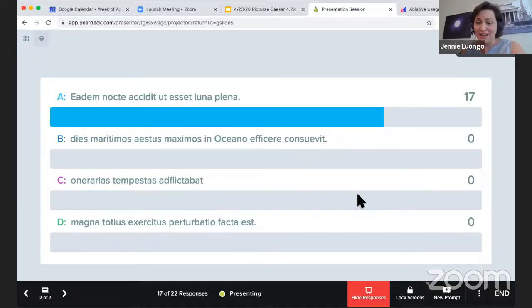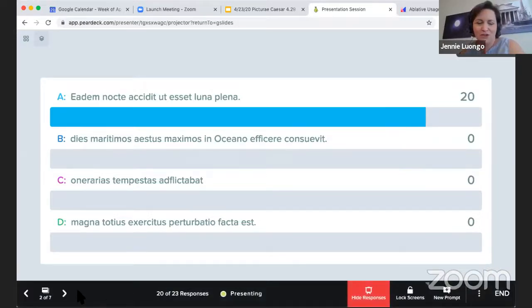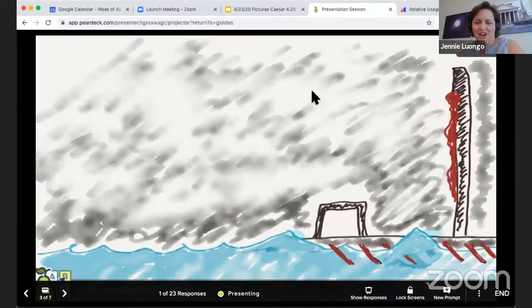Oh, it was way too easy. Eadem nocte, on the same night, accidit ut, it happened that. So we've got a clause of result, a substantive clause of result, but on the AP exam, you can just put that it's a clause of result. On the same night, it happened that luna esset plena, the moon was full. They got your picture.